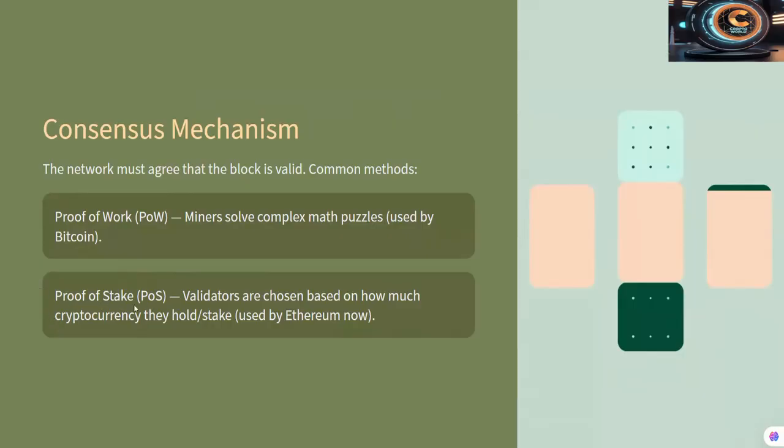Proof of Stake, POS. Validators are chosen based on how much cryptocurrency they hold, or stake, used by Ethereum. It is checked by the blockchain that a person has cryptocurrency or not. Then it is proved by proof of stake, and then the transaction will be done.